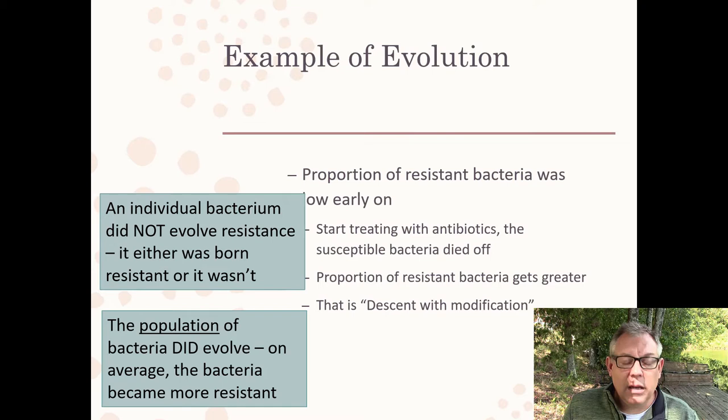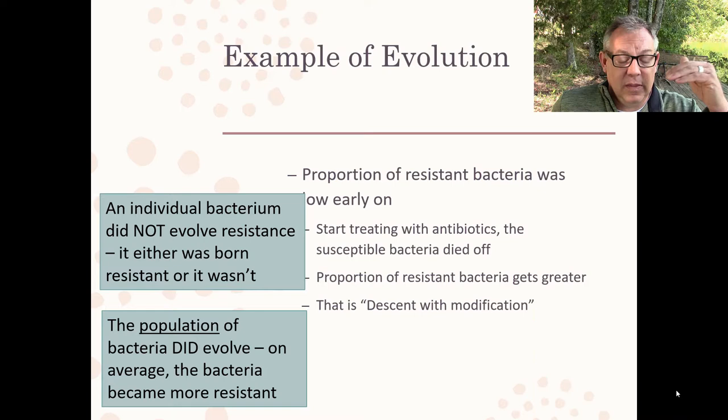And again, an individual bacterium did not evolve resistance. It was either born resistant or not resistant. But the population did evolve. If individuals don't evolve, populations evolve. The population changed. On average, the bacteria became more resistant. The proportion of resistant bacteria got higher in this population. That's how evolution by natural selection works.